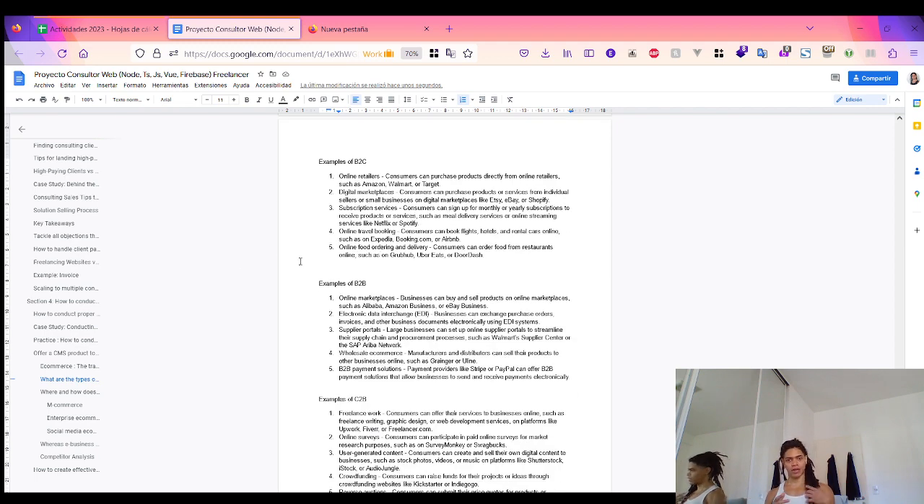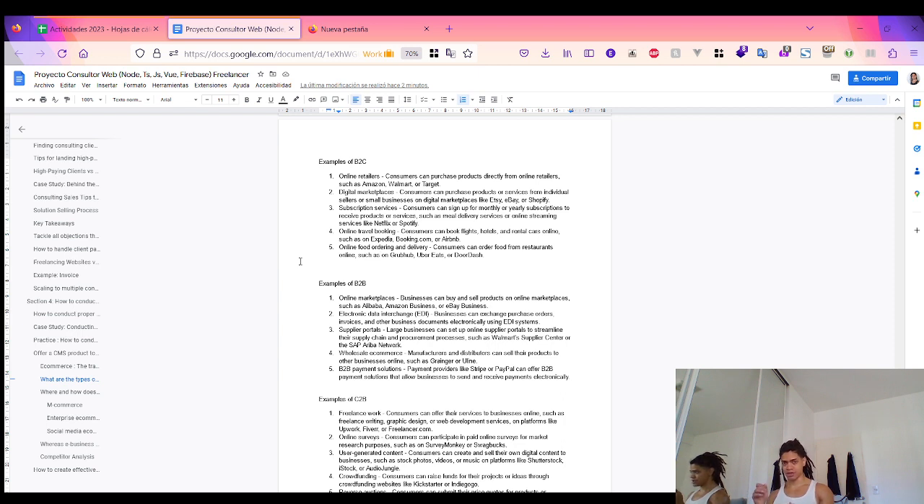So another business model is business to business, where businesses offer digital platforms or sell their product and service to other businesses. Then you have digital marketplaces or online marketplaces, such as Alibaba, Amazon Business, eBay Business, right? EDI, electronic data interchange.